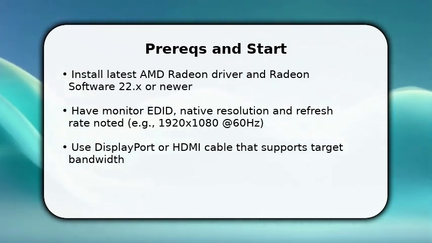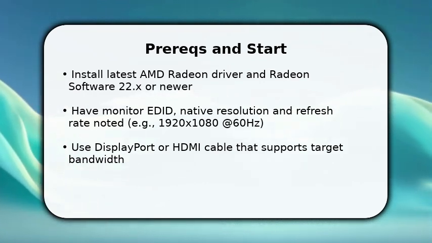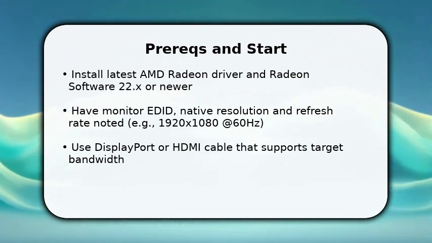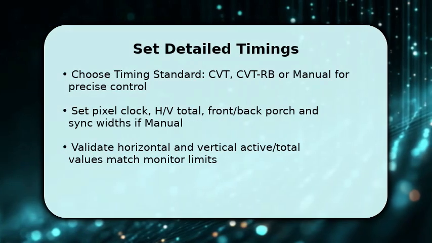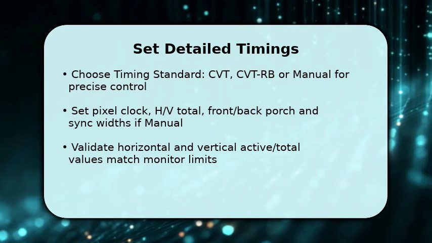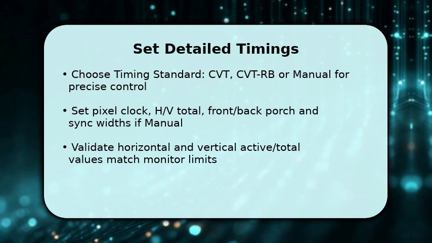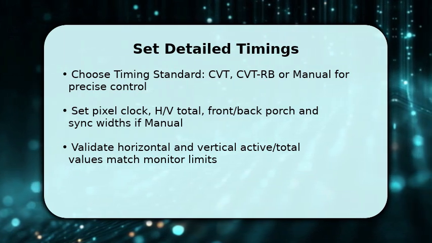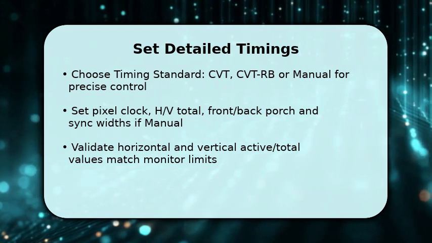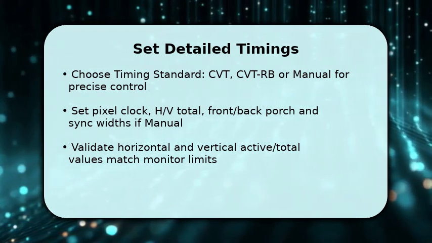Enter your desired width, height, refresh rate, and timing standard, CVTRB or manual if you know exact timings. Make sure to choose a safe pixel clock under the cable, and once done with the basic mode, you move into timings. If you need a non-standard refresh, pick manual and input pixel clock, horizontal total, vertical total, front porch, back porch, and sync widths. These values control scan timing and image stability. Errors cause blank screens. Use CVTRB for reduced blanking when bandwidth is tight.